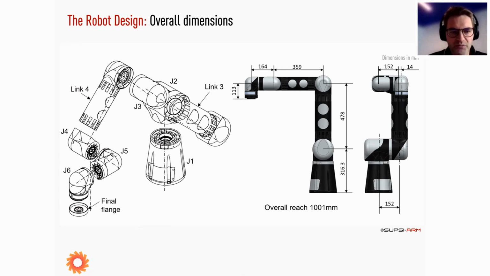So here, very briefly, you can see the overall design of the robot, the sizes, and not much to say here. In this sense, it is quite a traditional design with 6 axes and the links needed to connect all of them.